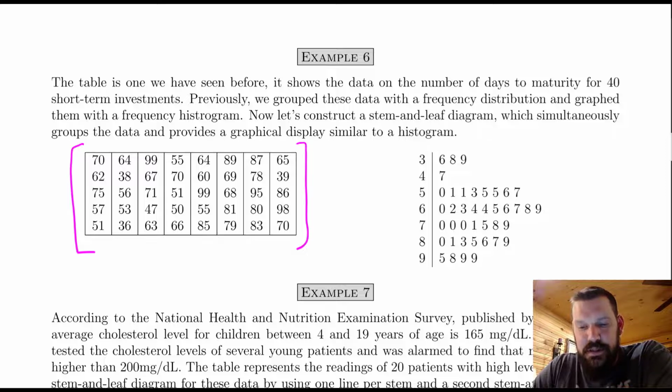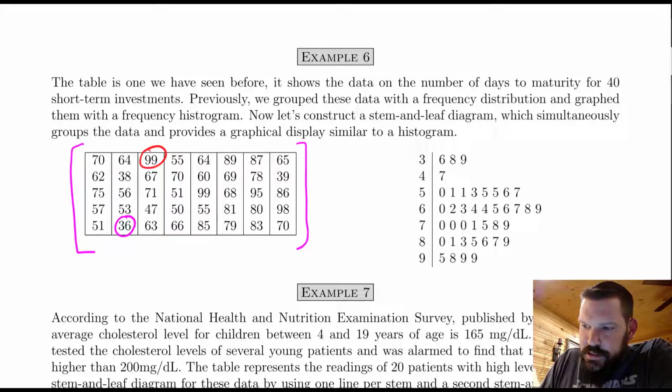If I wanted to create a stem and leaf plot of that data set, again I look for the smallest value, and scanning through here, I see 36 is the smallest, and the largest is 99. So let's just focus right now on any value that's in the 30s. I have 36, 38, and 39. I do not see any other values.